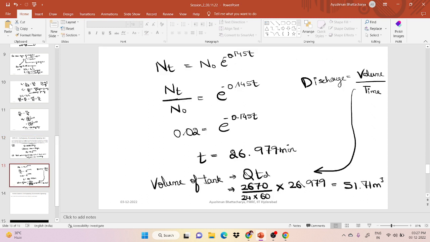So Nt by N naught is equal to e raised to power minus 0.145t. Since 2% are surviving, we wrote 0.02 is equal to e raised to power minus 0.145t. So the time came out to be 26.979 minutes. Using this, we calculated the volume of the tank, which is Q into td, the detention time. So 2670 divided by 24 into 60 to convert per day into minutes, multiplied by this time. So we got 51.71 meter cube. So this is the answer.